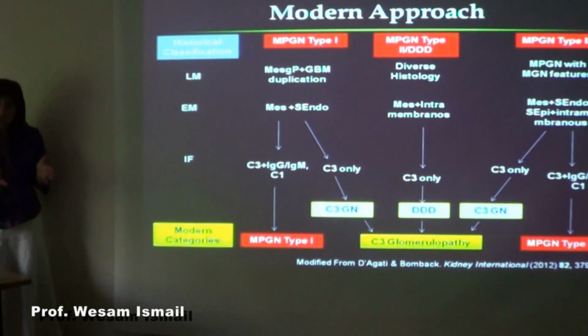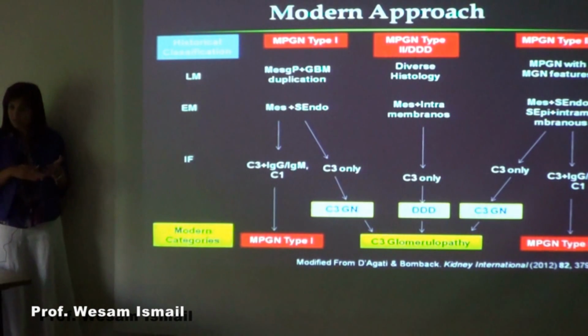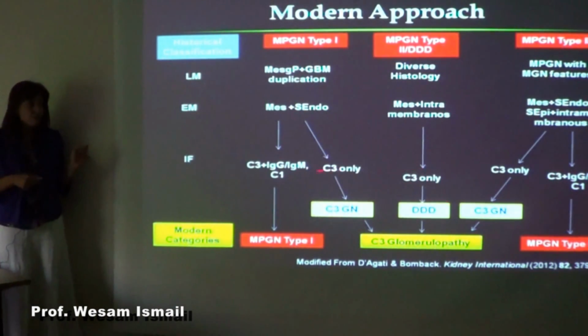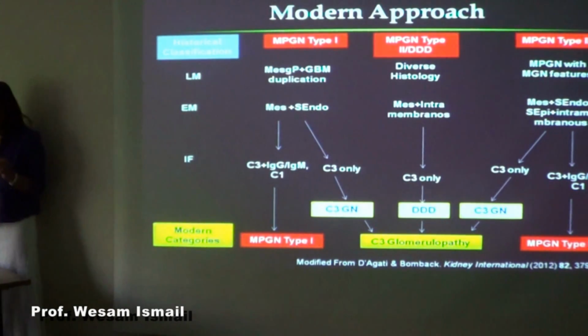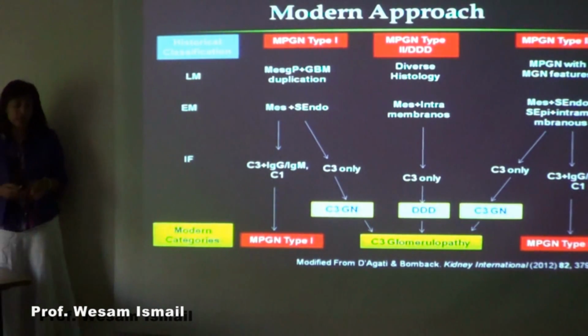If it turned to be immune-mediated, you need to go and investigate all the causes of secondary of MPGN, infections, malignancies, light chain disease, and so on. If it turned to be complement-mediated, then you need to start investigating the patient for the complement deficiencies, and genetic profile.